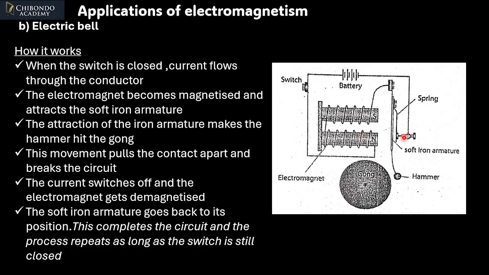When it reaches the contact again, the circuit becomes complete. The process repeats itself: the electromagnet gets magnetized again and attracts the soft iron armature, making the hammer hit the gong, hence putting the contact apart, and the armature goes back. The process repeats as long as the switch is still closed. That's the basic operation of an electric bell.